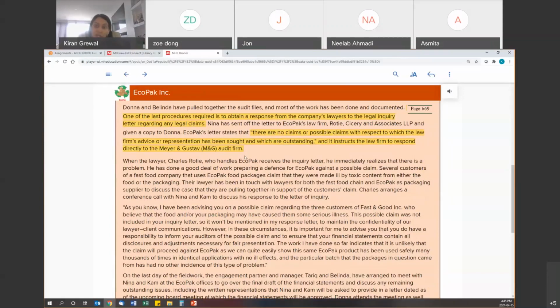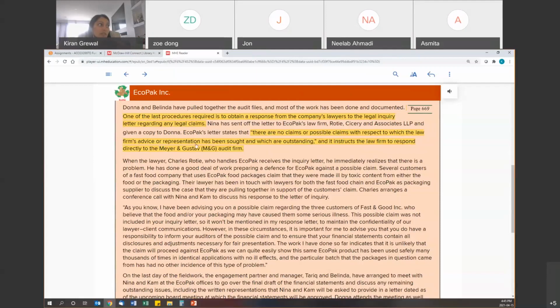Same thing with any AR confirmations or bank confirmations or AP confirmations. The client sends it out on the client's letterhead and everything, but the return address is to the auditor. So the auditor is the first person to get it. They know that this information has not been tampered with by the client.